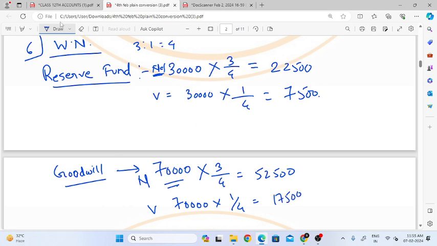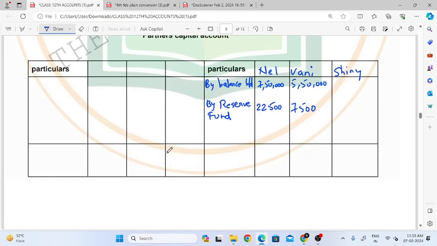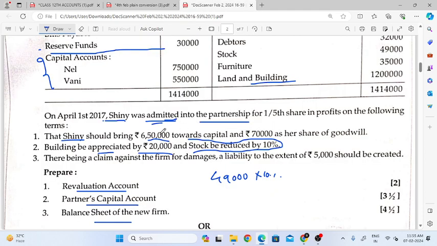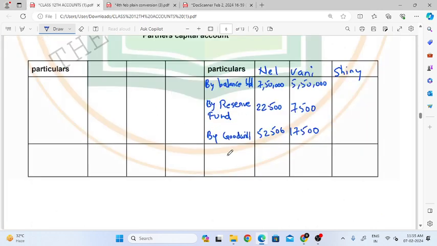So here I'm writing by goodwill as 52,500 and 17,500. Okay. Then the next, how much is the capital Shiny has brought? That also we have to write. So she brought how much capital? 6,50,000. So capital also you have to write down as by bank account.